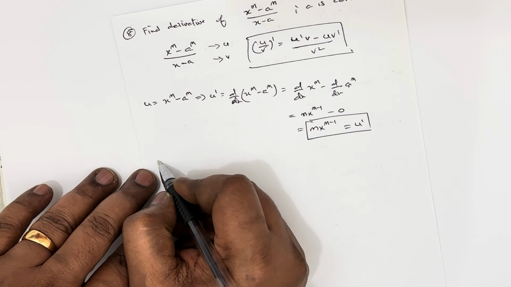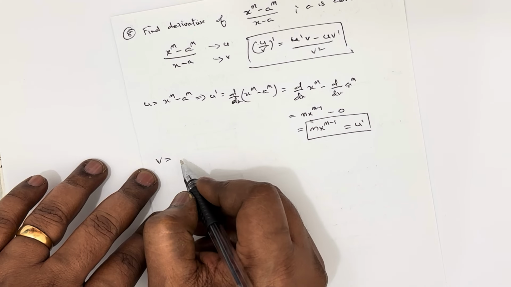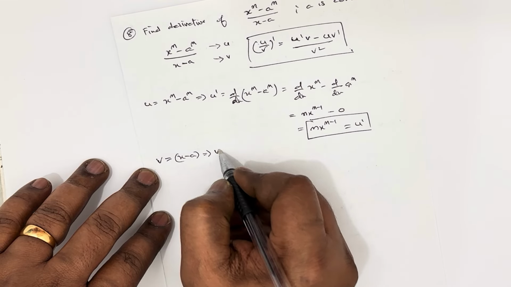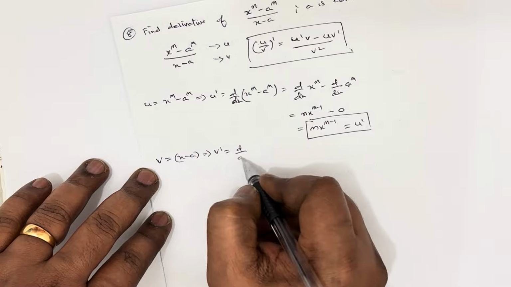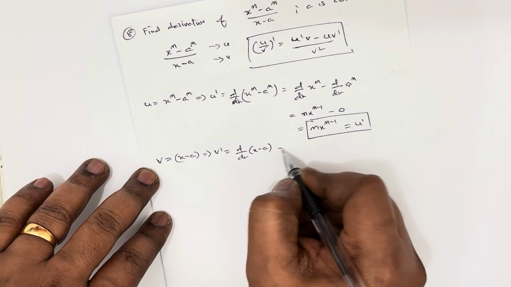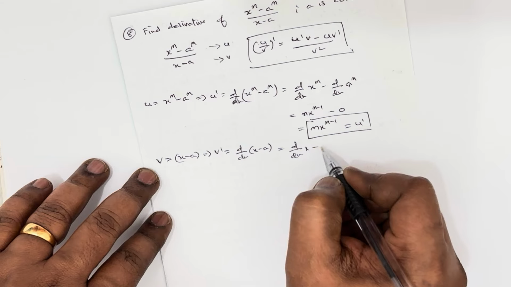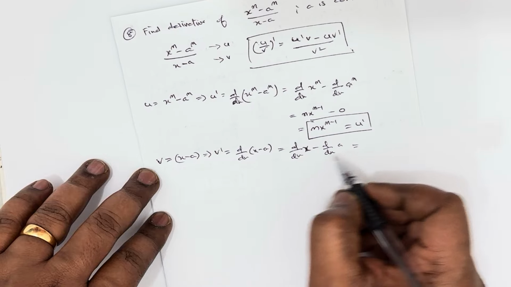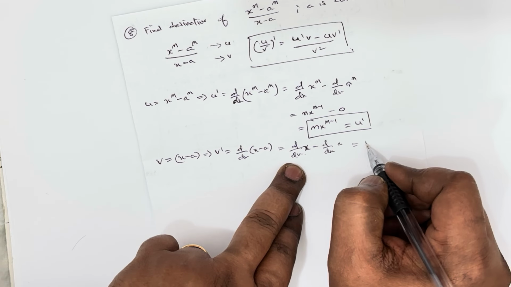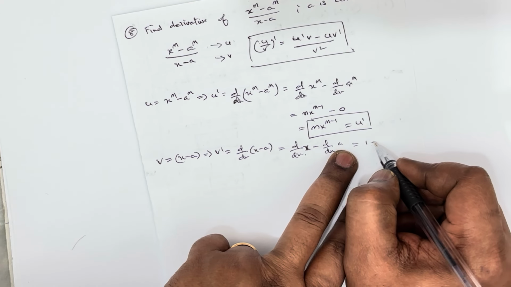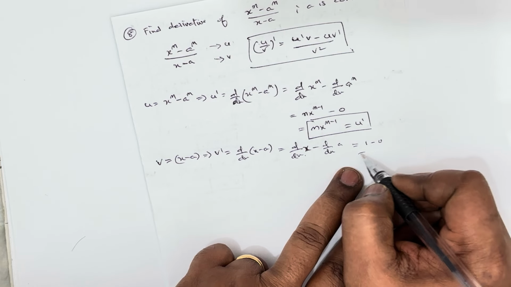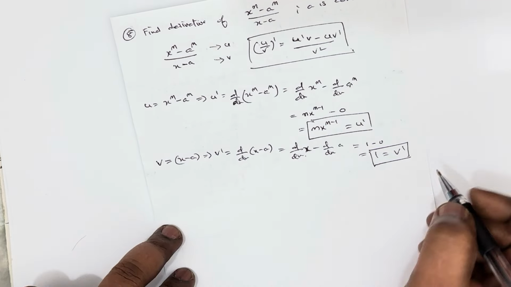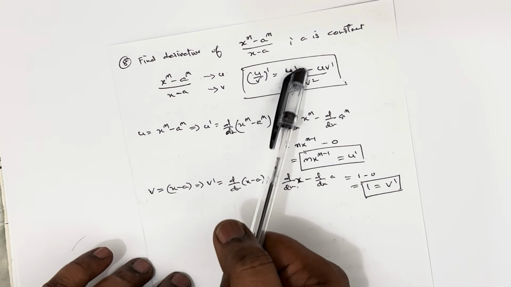Now let's do v. So v is equal to x minus a, which implies v dash is equal to dy dx of x minus a, which is equal to dy dx of x minus dy dx of a. Now again dy dx of x will be 1 and a is constant, will be 0, so we'll have 1. This is v dash.